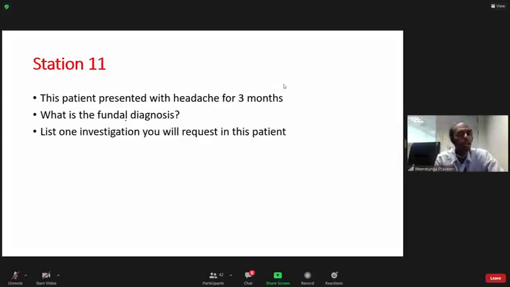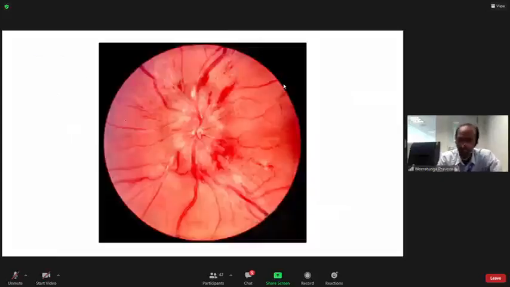Now, next we go to fundus. So a little bit of history is given in this station: a headache for 3 months. And what do you see here? When you're looking at a fundus image, focus on the optic disc first. So write that down. Make sure that you focus on the optic disc.